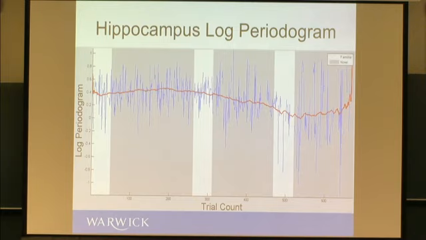Now, the y-axis here is the log periodogram. I averaged it within the low frequencies, the delta band, and I did that per trial, and that's what the blue represents. The red line here is just a moving average of the blue lines.